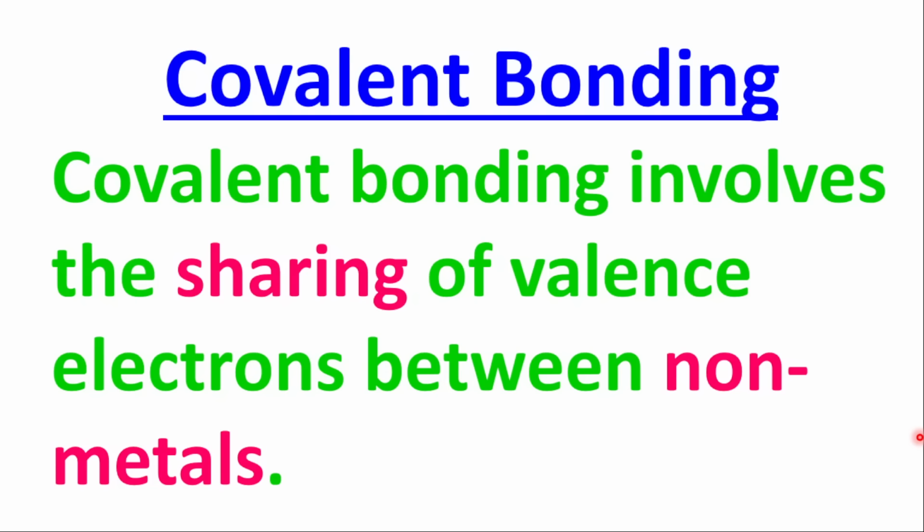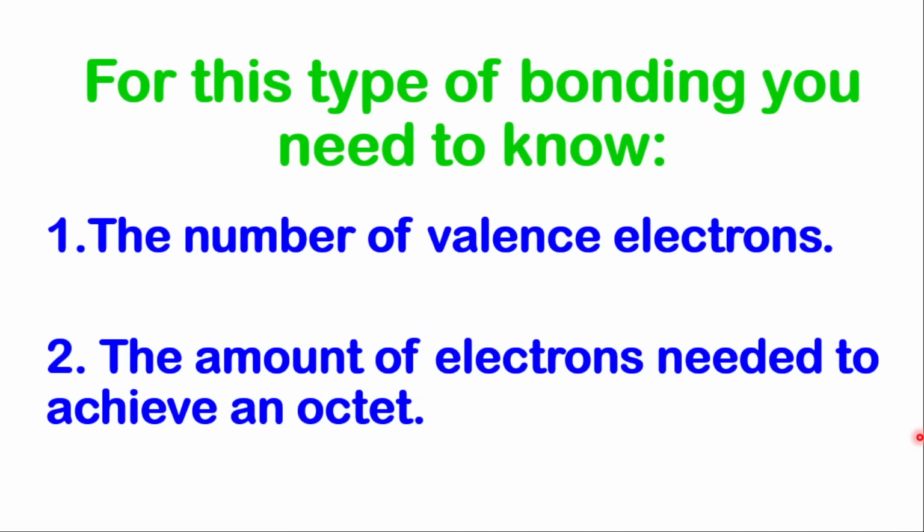So here now we're going to look at only one type of non-metal, and then we'll go to the different types of non-metal. First, you have to know the valence electrons. Just remember that. And you have to know the amount of electrons needed to achieve an octet, which means a full shell. So those are the first 2 things you need to know. And then we're going to jump into the example.